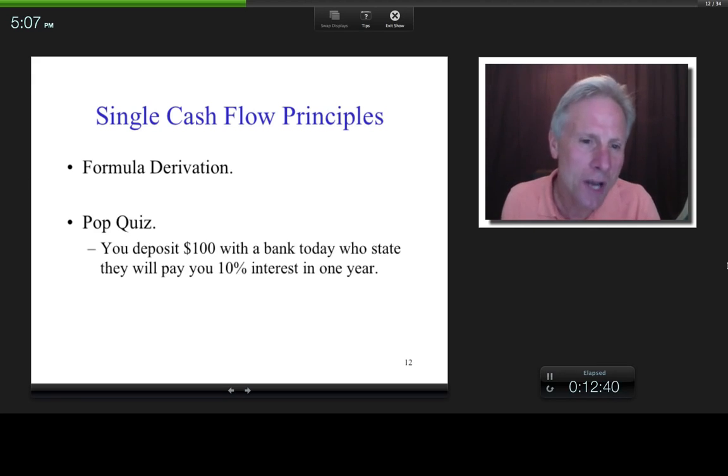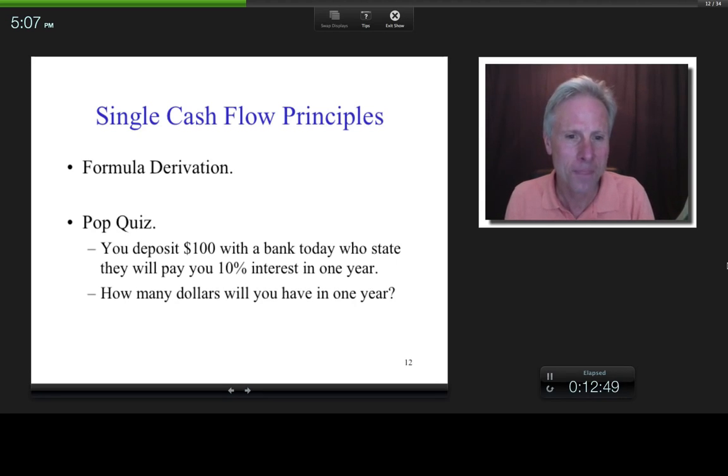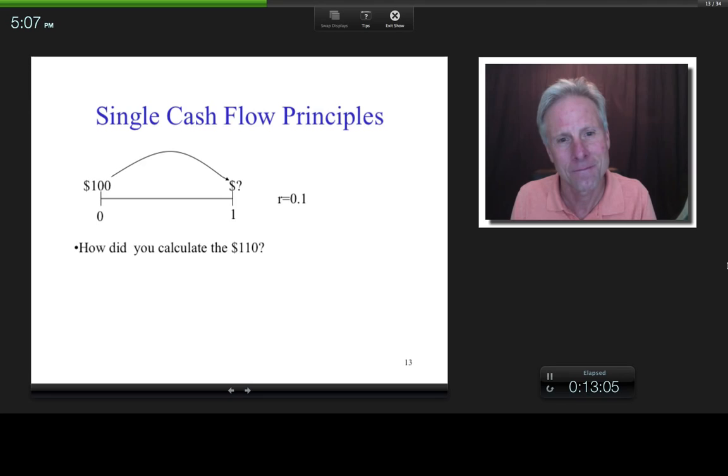So let's say you deposit $100 with the bank today, and they say, hey, we'll give you 10% interest in 1 year. And the question is, how many dollars will you have in 1 year? So in other words, you have $100, 10% interest over the course of the year. 1 year later, what has it grown into? Well, I'm guessing that you probably said 110. That's what I'm guessing. Okay, so $100 today.